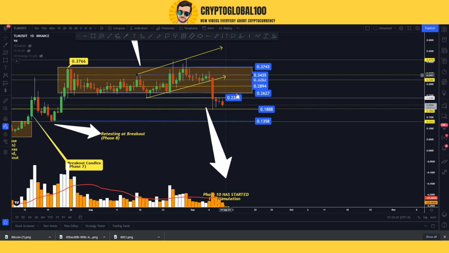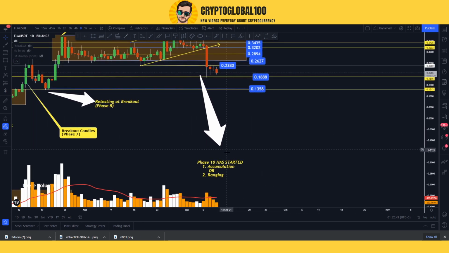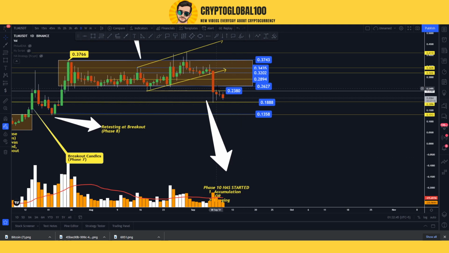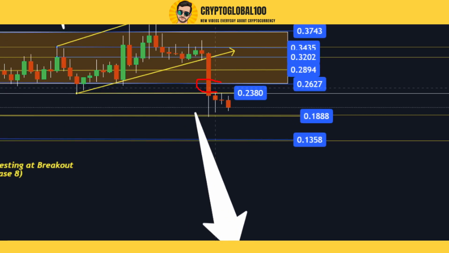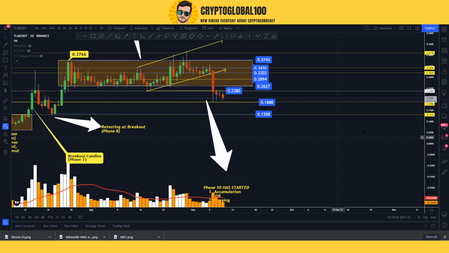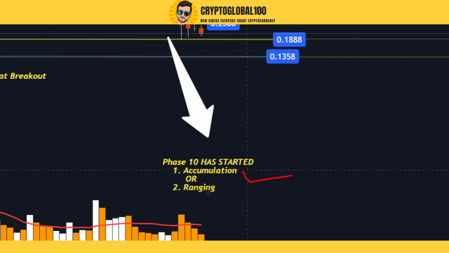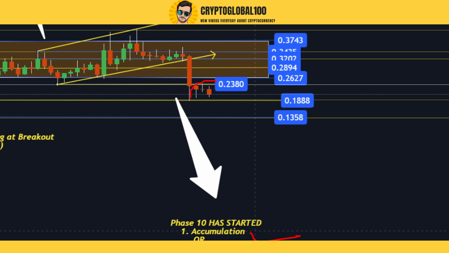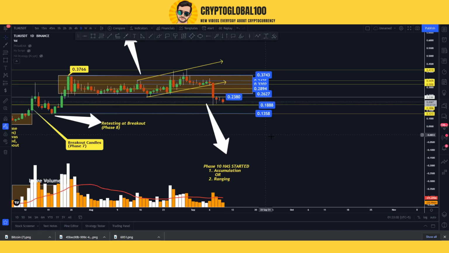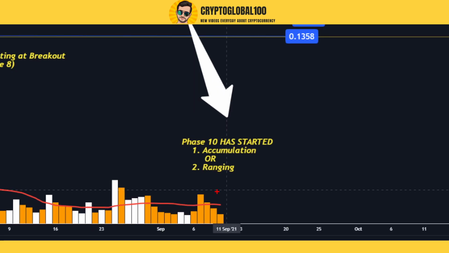Okay, after the ranging market, now the price has come into phase 10. And why? Because we have broken down this ranging phase. Okay, now that phase 10 has started, what could be the possible scenario? Is it accumulation or is it ranging? It depends on these three candles and the upcoming candles. It will decide. As you can see, the volume has started to slow down a bit.